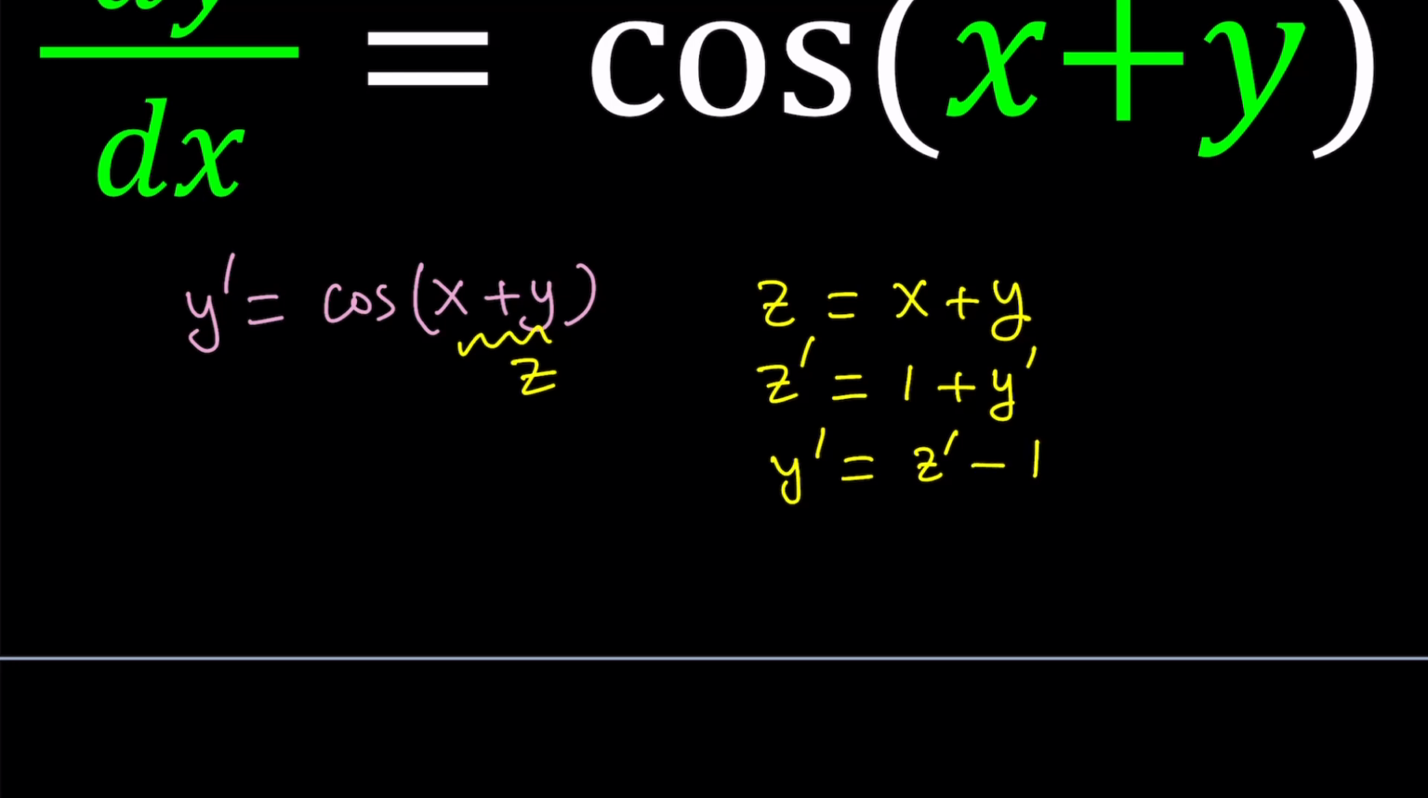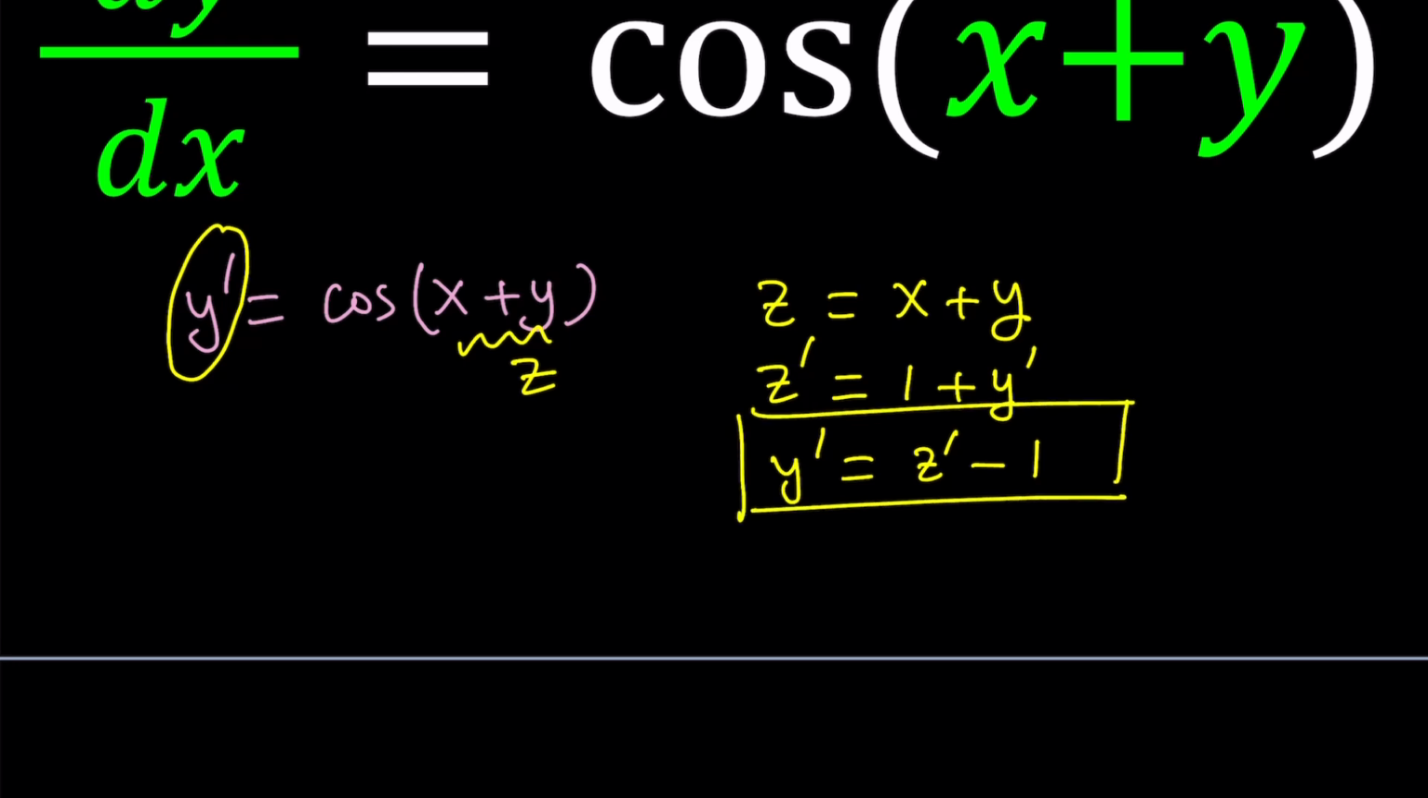Great. We do have y prime here on the left-hand side. We can replace that with z prime minus 1. So the idea is to get rid of y completely and write the equation in terms of z and x if needed. Y prime we replace with z prime minus 1, and cosine of x plus y is going to turn into cosine of z using this substitution. Make sense? Now this is an equation in z, and guess what? It's separable. It does not even have x in it, so it's really good.